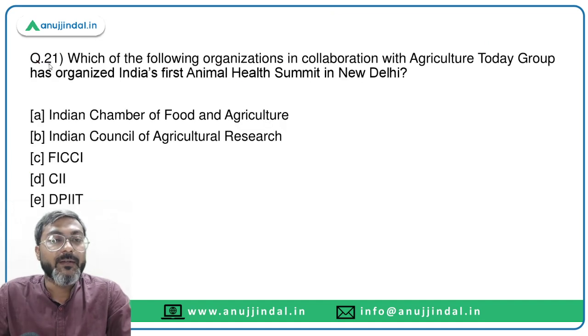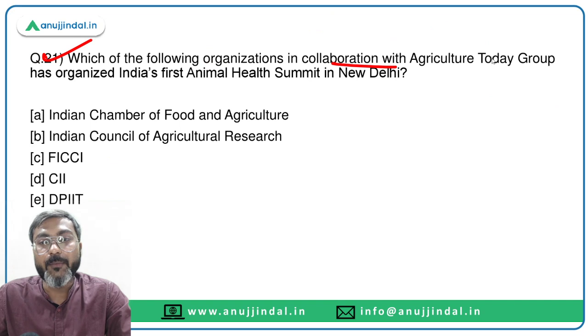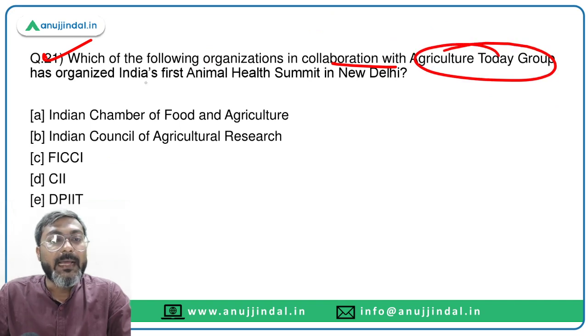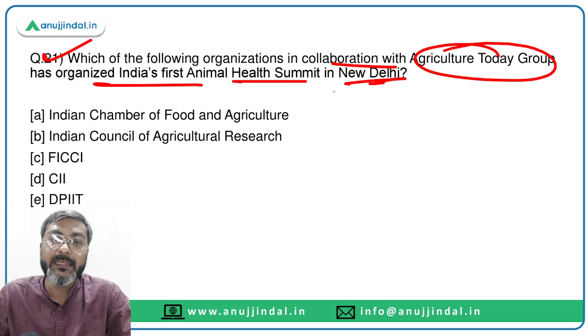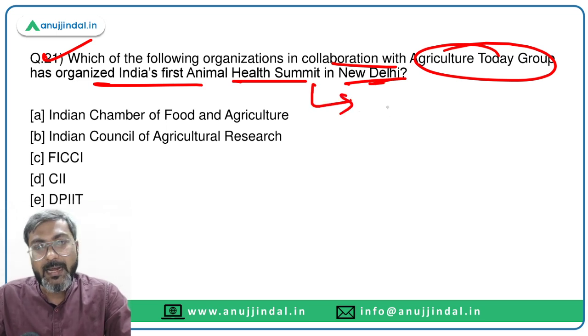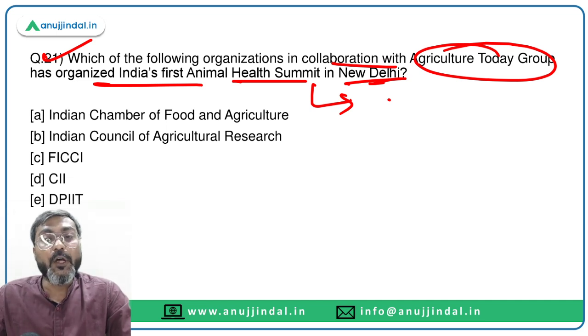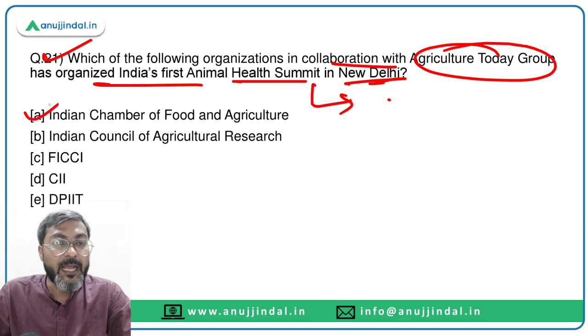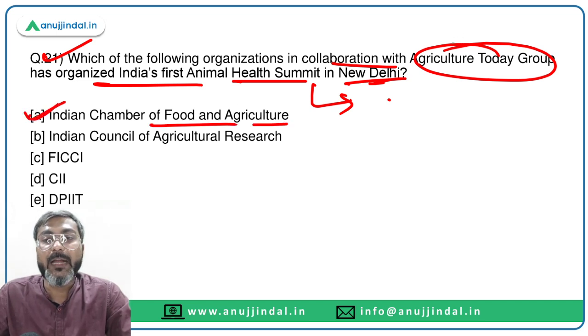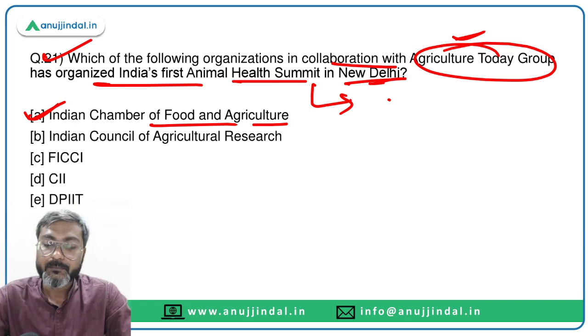Question number 21. Which of the following organizations in collaboration with Agriculture Today Group has organized India's very first animal health summit in New Delhi? Now, in this summit, there were discussions regarding how we can improve the animal health, how we can eradicate the chronic animal diseases, how we can provide a healthy life to our animals, right? And this was organized by Indian Chamber of Food and Agriculture in collaboration with Agriculture Today Group. Option A is the correct answer.